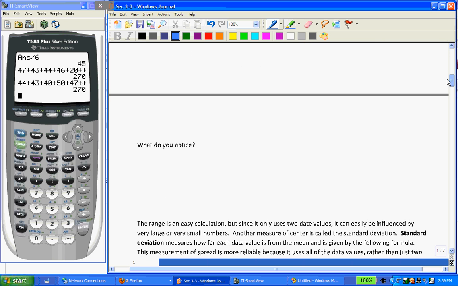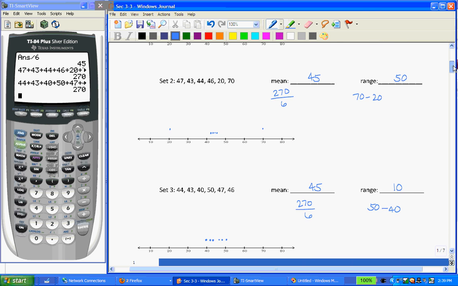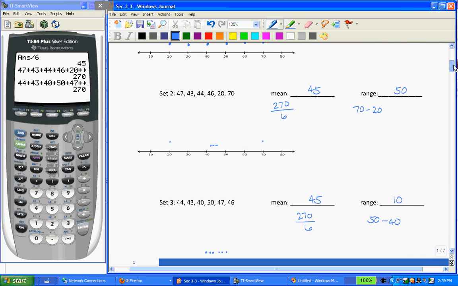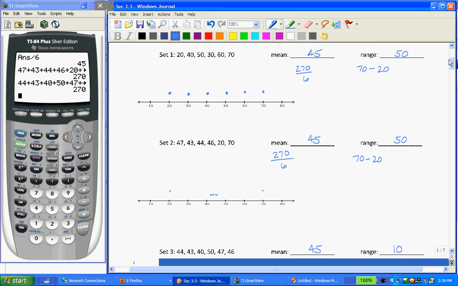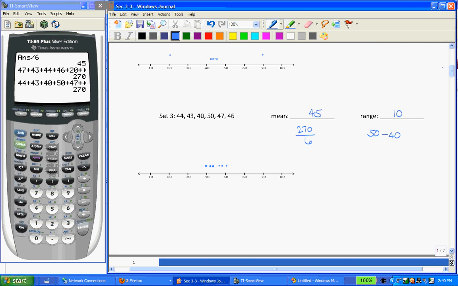Okay, so what do you notice among these three sets? Well, they did all have the same mean, but notice how the mean doesn't tell us enough information. All three of these sets had a mean of 45, but they look completely different. Even the range was the same in the first two sets, but notice that in the first set we're kind of evenly spread out, but in the second set we have a lot of dots concentrated together right around the mean. And then also in the third set, even though it had the same mean as the previous sets, the range was a lot smaller and all of our dots were closer together.